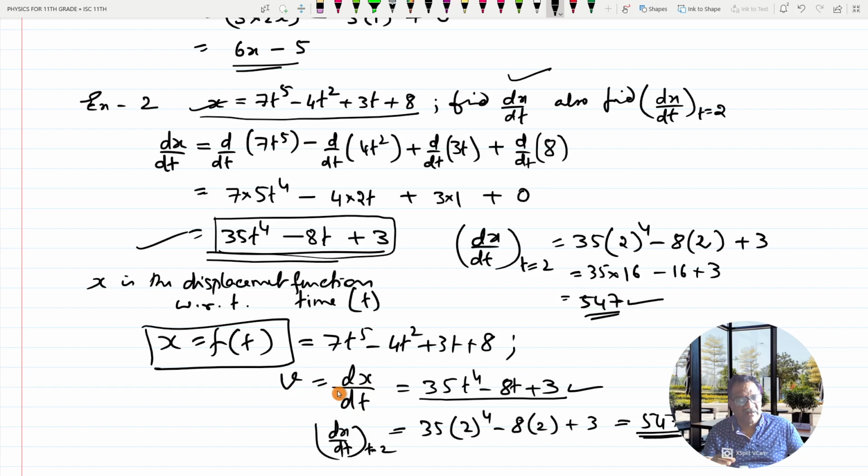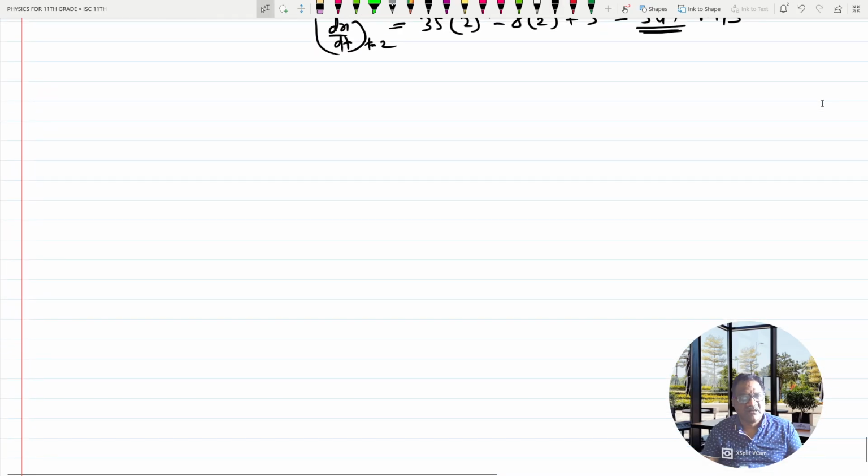And if you want to find out the velocity when a particular time t is given to you, then in that velocity formula, you put that value of t and find the answer. That will be the velocity at that particular time. So here the answer is, when t is equal to 2 seconds, the velocity of whatever object it is will be 547 meter per second. I hope you are understanding these questions. That was example number 2. Now coming to example number 3, this is also a very good example.